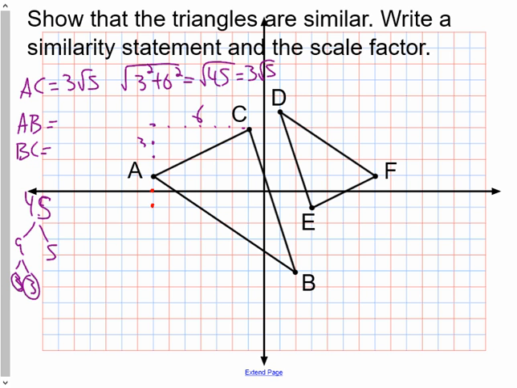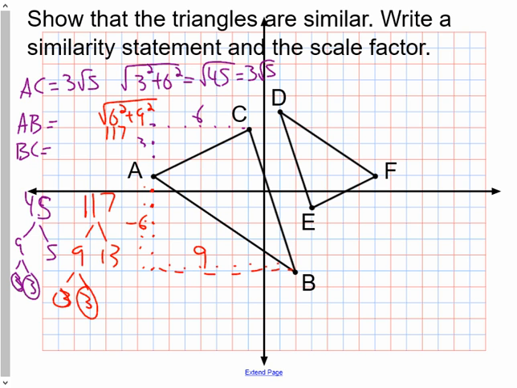Next, AB, we're going down. Got to make that right triangle here. So down 1, 2, 3, 4, 5, 6. Over 3, 4, 5, 6, 7, 8, 9. So 6 and 9. Square root of 6 squared plus 9 squared. Calculator doesn't hurt here. 81 plus 36 is, I think I got 117. Yep. So the 117 is 9 times 13. So what do you know? You get a 3 out again. 3 square root of 13.